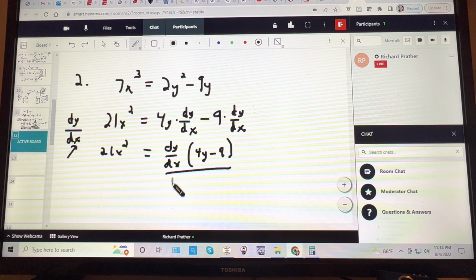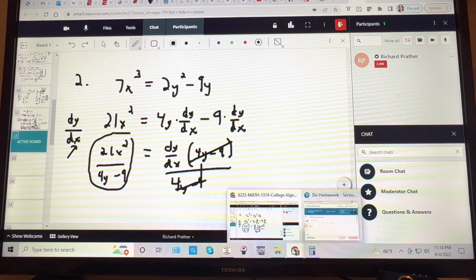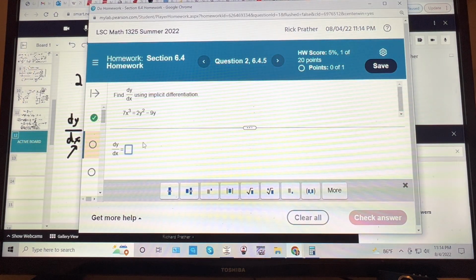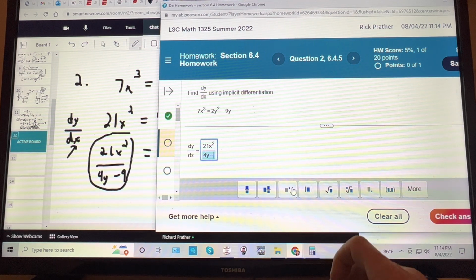So divide by everything but the dy over dx. And this one doesn't look as messy as the other one, just had less terms, so this cancels. Dy over dx equals 21x squared over 4y minus 9. So the answer always has a mixture of x's and y's. And that's why it's implicit, because we've got a mixture of variables. 21x squared over 4y minus 9.